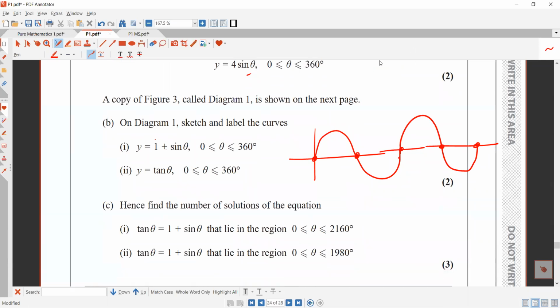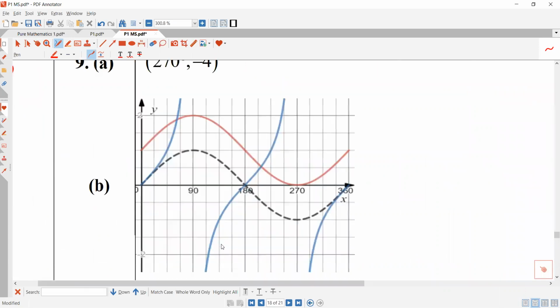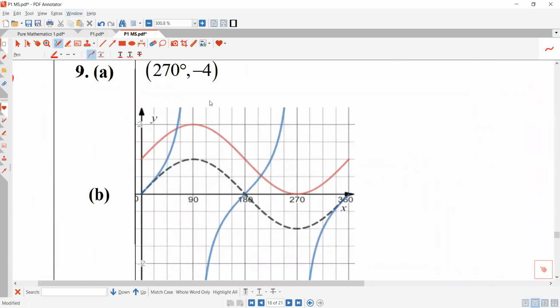Oh wait, they said tan theta is equal to 1 plus sine theta. It has to do something with this. Let's see, I forgot about this one. Look at the answers. If you did the sketching on the same graph, this is 1 plus sine theta, yes? And the blue line is tan theta, yes? Okay, and they both are crossing here.